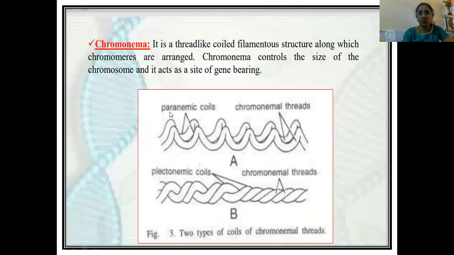So here, what is chromonema? Chromonema is another structure of the chromosomes. It is a thread-like, coiled, filamentous structure along which the chromomeres are arranged. You can just imagine a garland of beads. The thread is like the DNA or the chromosome, and genes are arranged on it like the beads. Chromonema controls the size of the chromosomes, and it acts as a site of gene bearing. They are actually the sites for gene bearing.